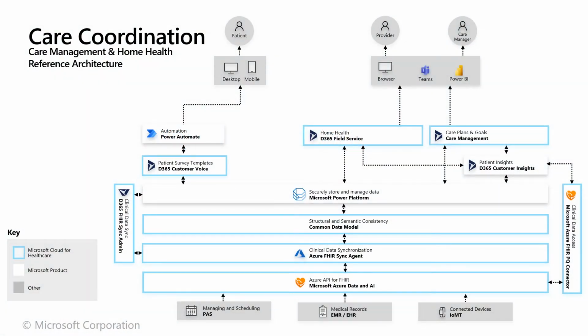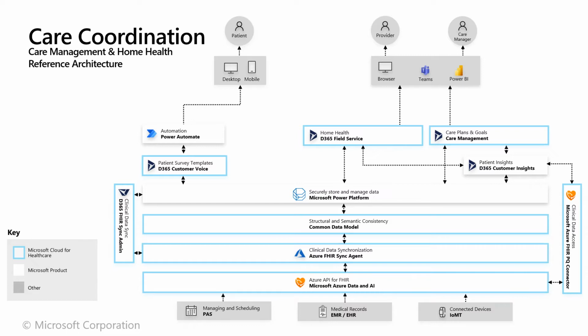Care coordination. In this chapter, we're going to take a closer look at all the capabilities included in care coordination. Let's take a moment to review the high-level reference architecture for care coordination with care management and home health. In the overall architecture for Microsoft Cloud for Healthcare, the Azure API for FHIR together with the Azure FHIR Sync agent enables organizations that use data models based on the Fast Healthcare Interoperability Resources standards frameworks to simplify data synchronization between Azure and Microsoft Dataverse, powered by the Microsoft Cloud for Healthcare solutions in the Power Platform.